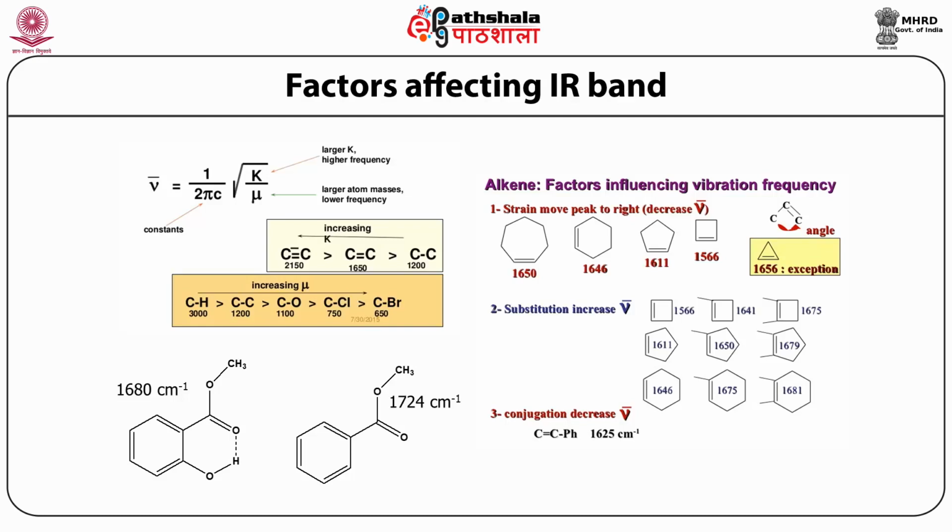Now we take the example of other groups like alkenes, and factors influencing the vibrational frequency. For example, strain moves the peak to the right, decreasing. If you have a bigger cyclic compound having 7 carbons, it has a frequency of 1650, but if it is 4 carbons, it has 1566, with an exception that if it has 3 carbons, then it has 1656 because of the angle formation. Then again with substitution: there is no substitution, mono substitution, and di substitution.